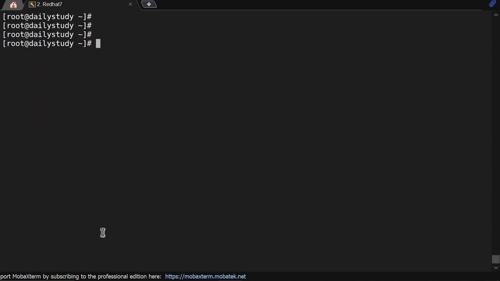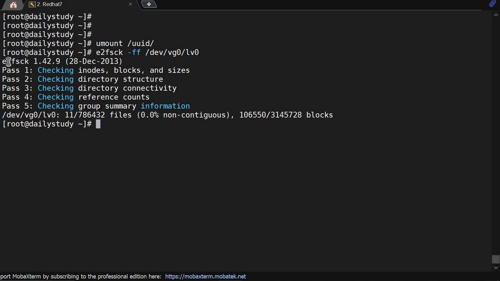So let me clear my screen and see what's the process. First I have to unmount, umount /uuid. Okay, it got unmounted. Then e2fsck -ff /dev/vg0/lv0. Why we are doing this? To make sure there's no error in the file system. To check whether an error is there or not, I have run e2fsck. Now I have to reduce by 1 GB. So resize2fs /dev/vg0/lv0, by 1 GB file system I'm going to create, so I will do 1G.